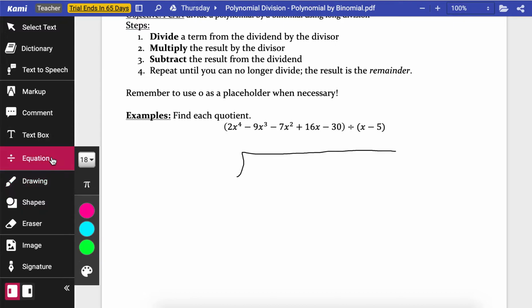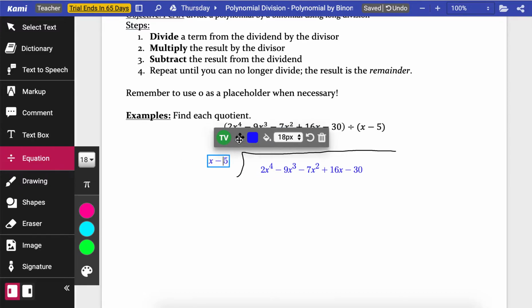So we're going to start by dividing 2x to the fourth minus 9x to the third minus 7x squared plus 16x minus 30, all by x minus 5. So this is long and it's going to take a long time, but the process is very repetitive and it's the same process we used yesterday.